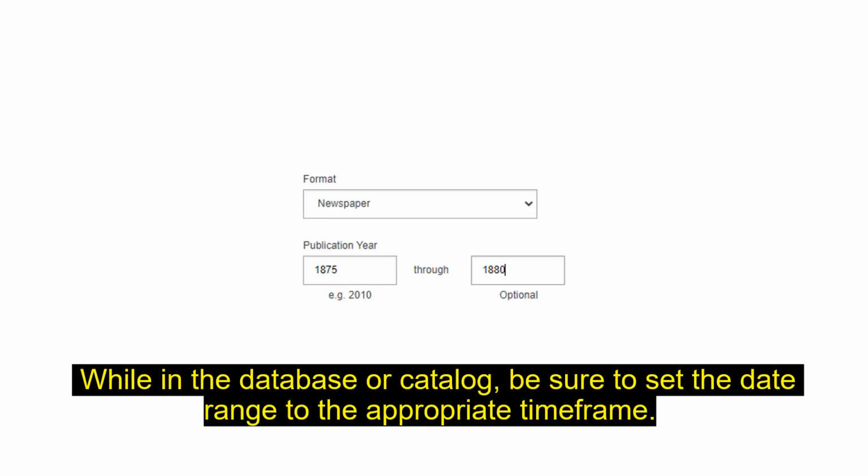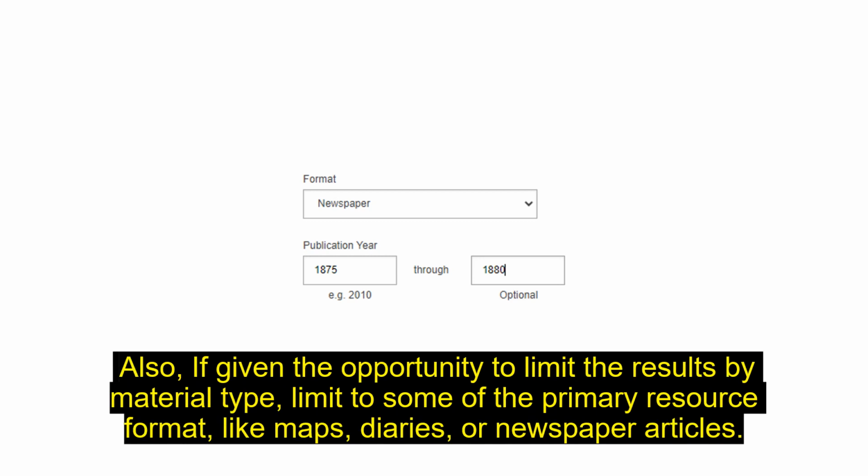While in the database or catalog, be sure to set the date range to the appropriate time frame. Also, if given the opportunity to limit the results by material type, limit to some of the primary resource formats, like maps, diaries, or newspaper articles.